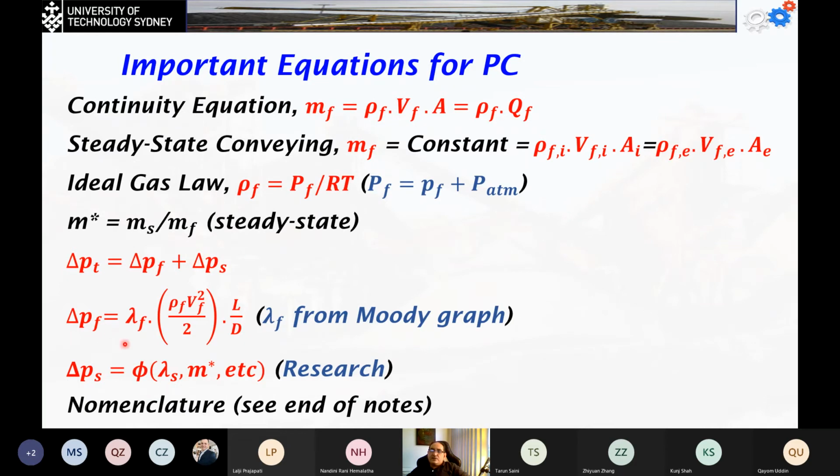The delta PF is going to be equal to the lambda F multiplied by the rho multiplied by the velocity squared divided by 2, multiplied by the length of the pipe divided by its diameter. The value for the lambda F we can get from the Moody graph that we learned how to use in fluid dynamics. Delta PS is going to be equal to a function of lambda S, the M star, and other parameters, and this can only be found through research.